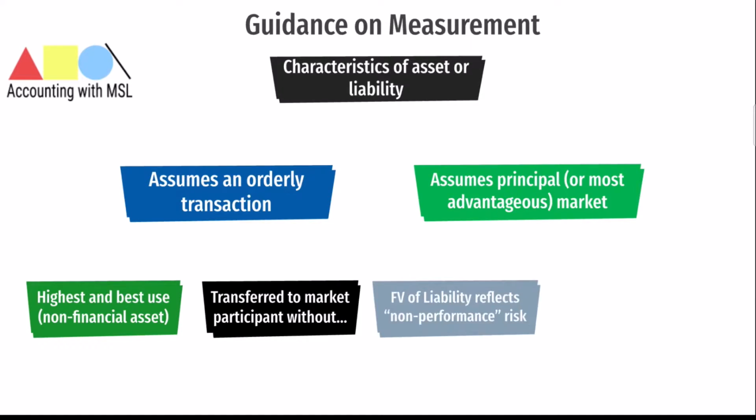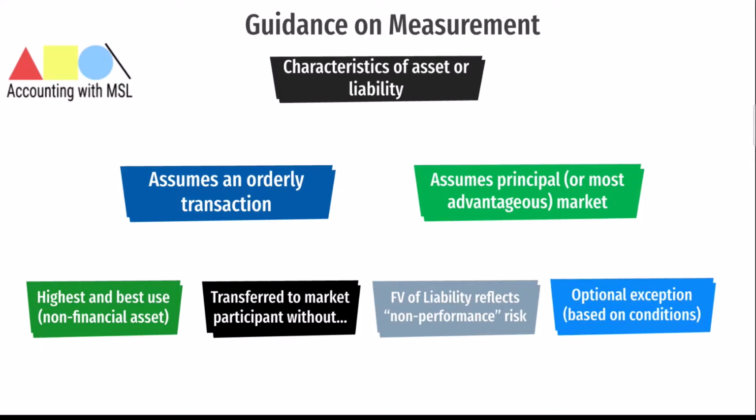And then the next is that the fair value of a liability should reflect non-performance risk. And this is the risk that the entity will not fulfill any given obligation. And this will include an entity's own credit risk and assuming the same non-performance risk before and after the transfer of the liability. And finally, there's an optional exception that applies for certain financial assets and liabilities with offsetting positions in market risk or counterparty credit risks, provided certain conditions are met.